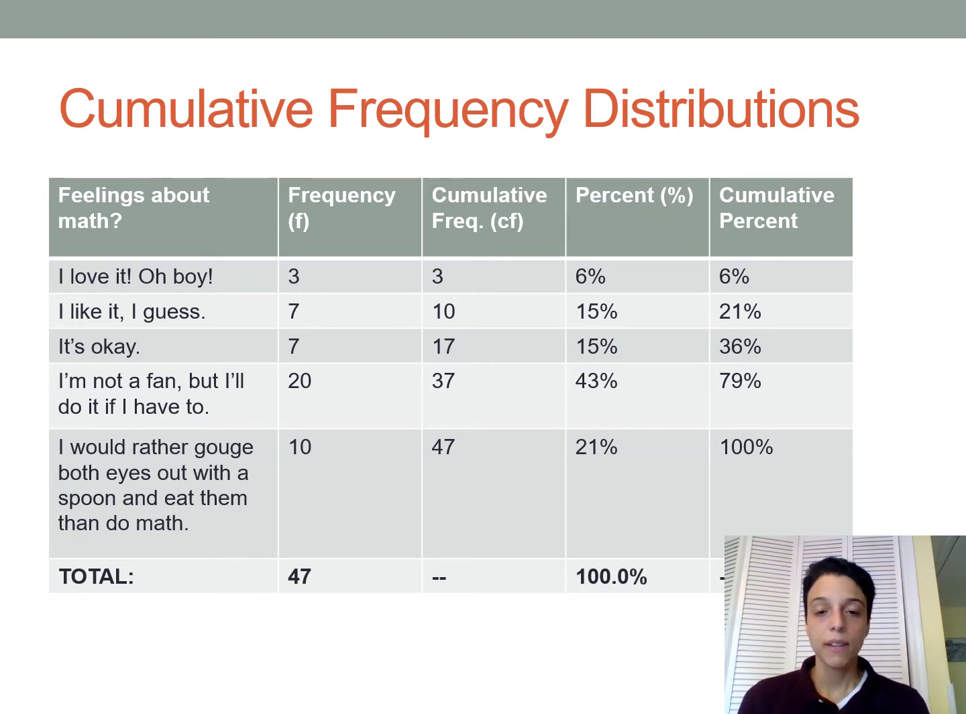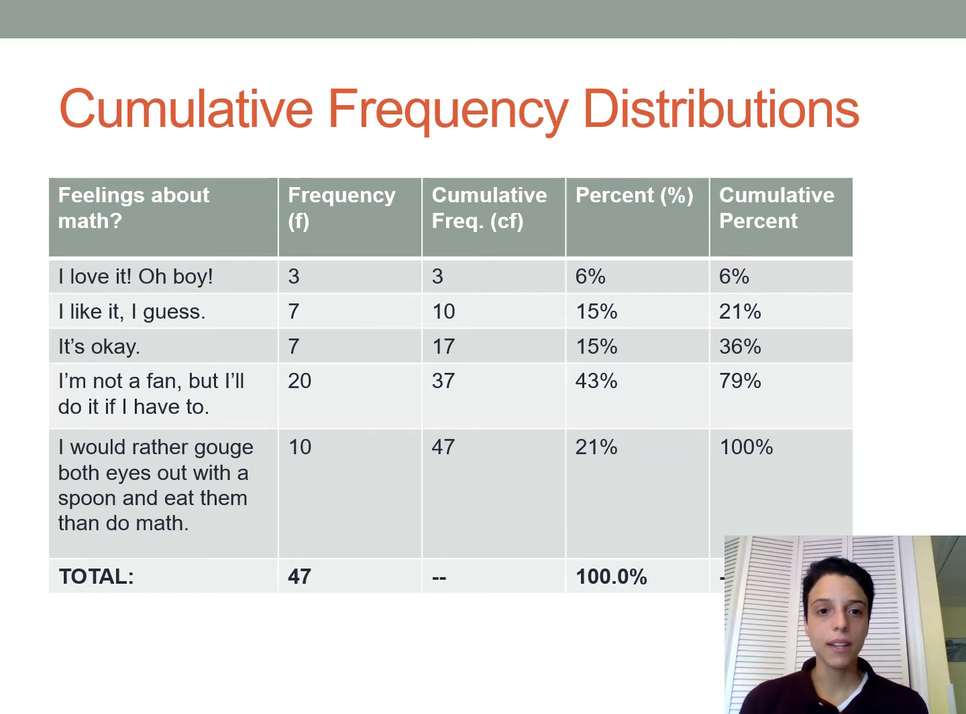In your first cumulative frequency, the number is 3, which means that on a scale of how much you hate math from least to most, 3 people would say, I love it, oh boy, and that's how much they hate math. That's how many people hate math that much or less. In this case, you can't hate math any less than that on this scale, so it's equal to the same number we have for frequency.